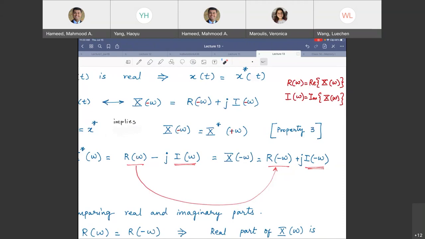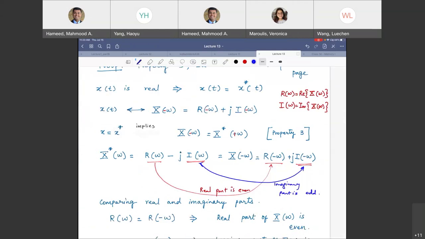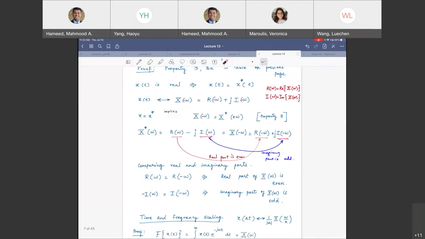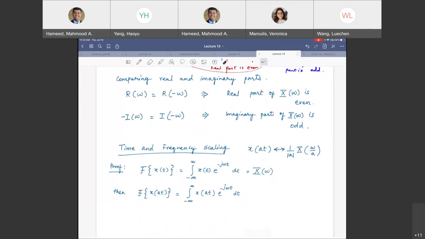Real part is even and imaginary part is odd, right? The real part is even, imaginary part is odd. Summarized over here. So using such strategies and conjugate symmetry, you can move through a lot of those properties, symmetry properties.